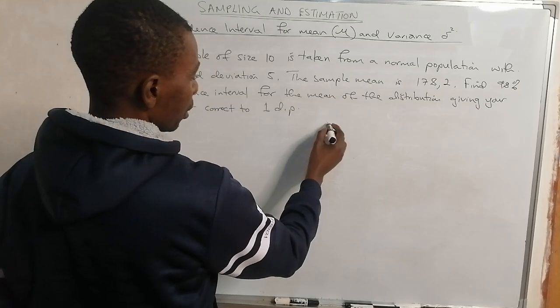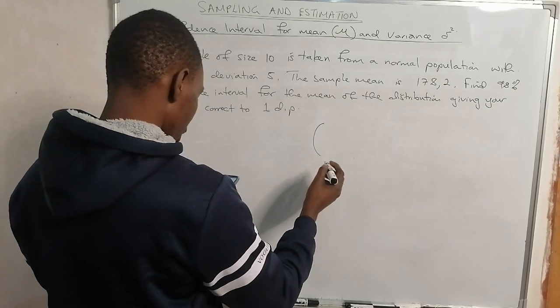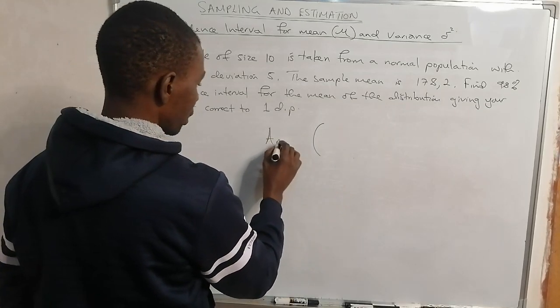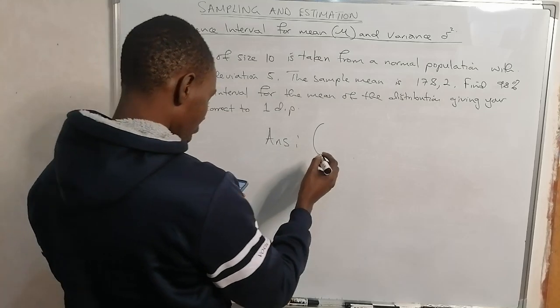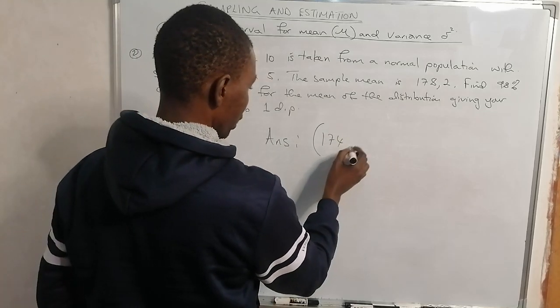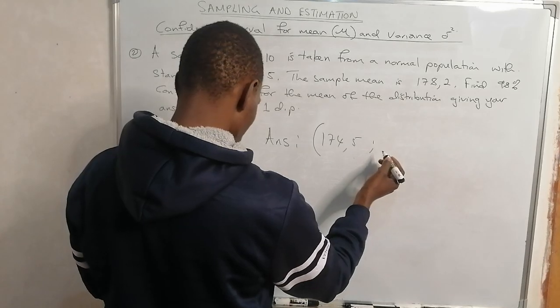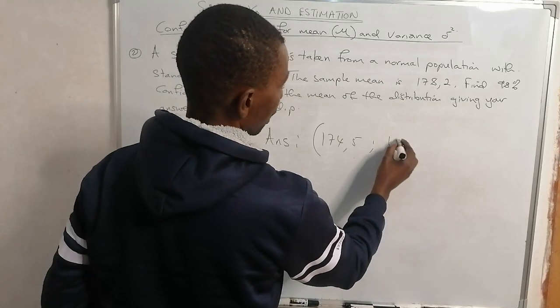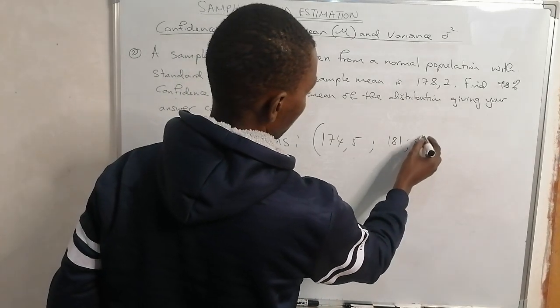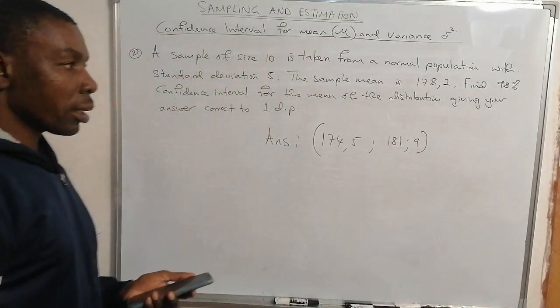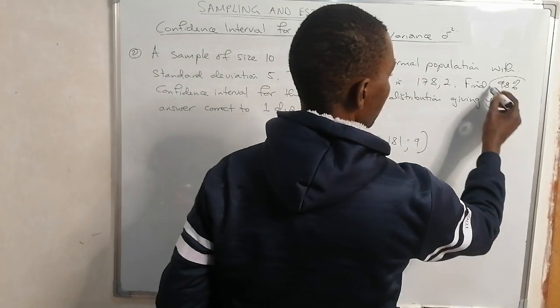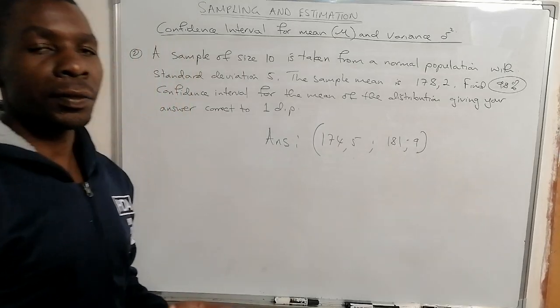If you are done, the solution to this question, you must get 174.5 up to 181.9. So remember, we are using a 98% confidence interval.